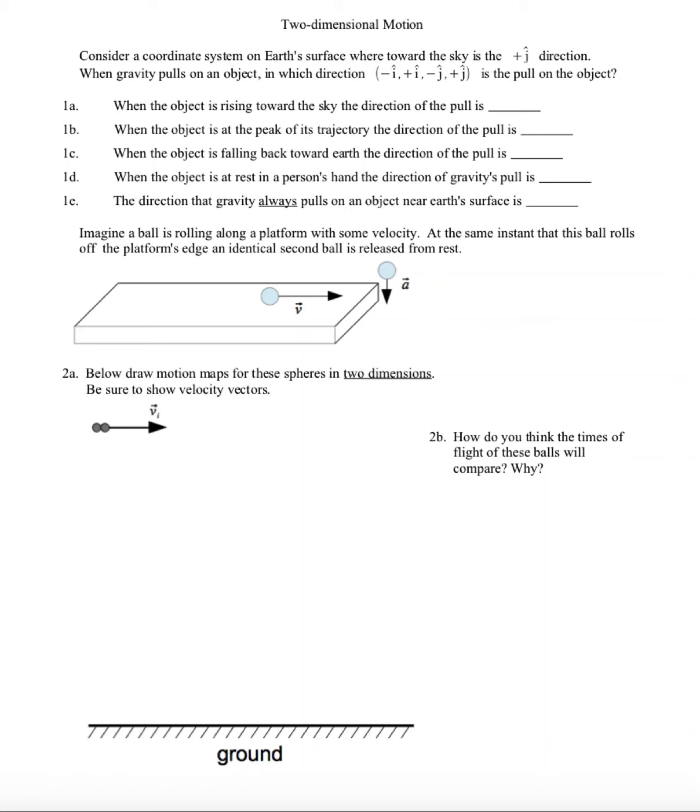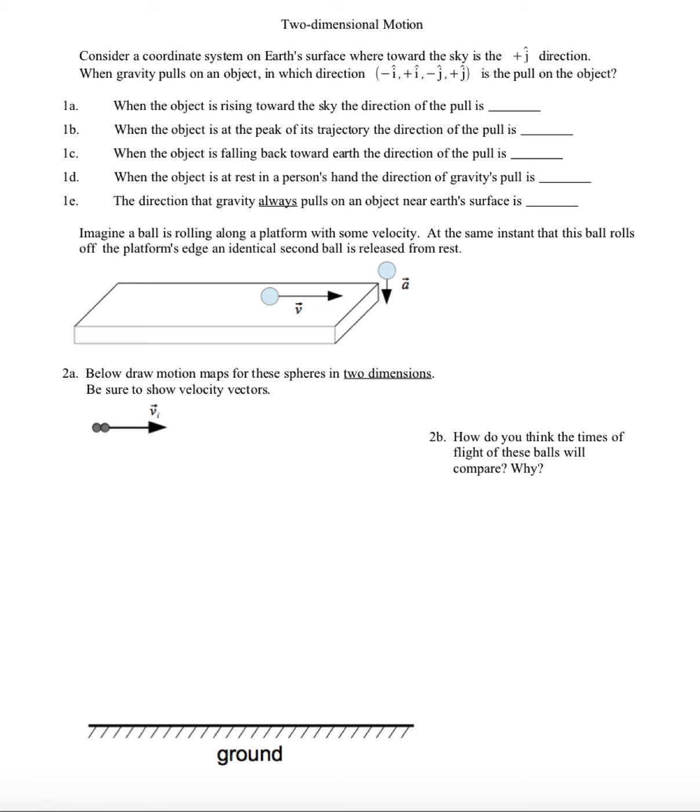Consider a coordinate system on Earth's surface where toward the sky is the positive j-hat direction. When gravity pulls on an object, in which direction is the pull on the object? The negative i-hat, positive i-hat, negative j-hat, or positive j-hat? Go ahead and give your answers for A through E. Now I'll give my answers.